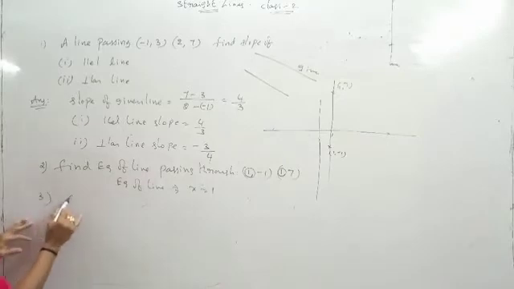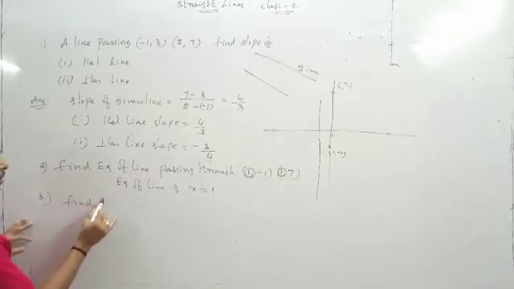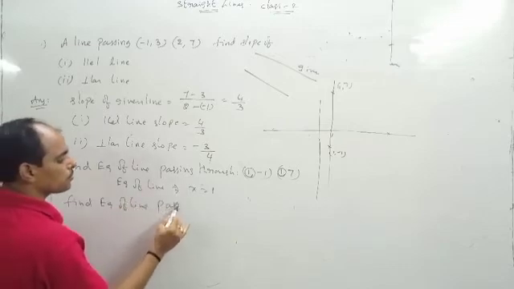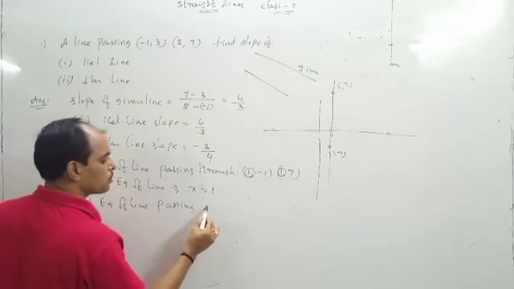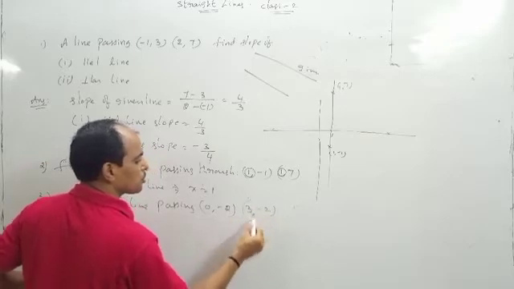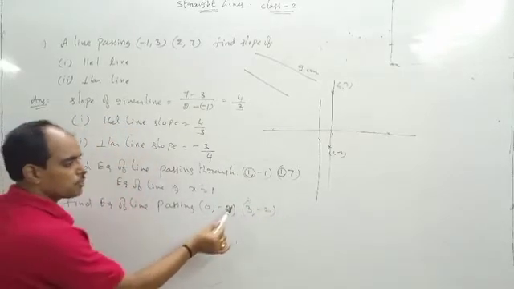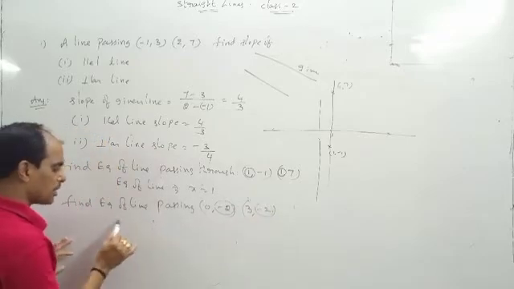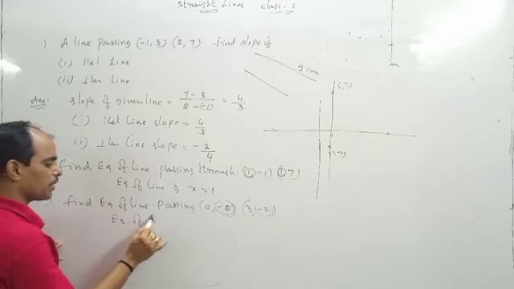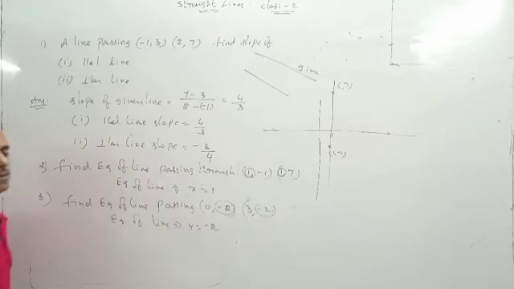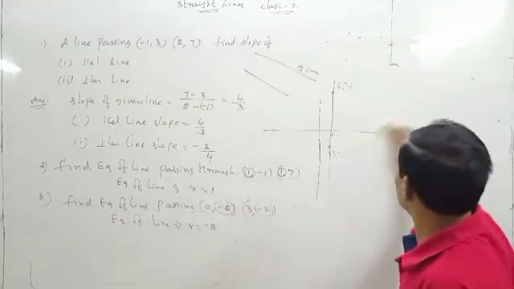Similarly, find the equation of the line passing through 0 comma minus 2 and 3 comma minus 2. Just see, the y coordinate is the same. So what about the equation of the line? The equation of the line is y is equal to minus 2. Okay?